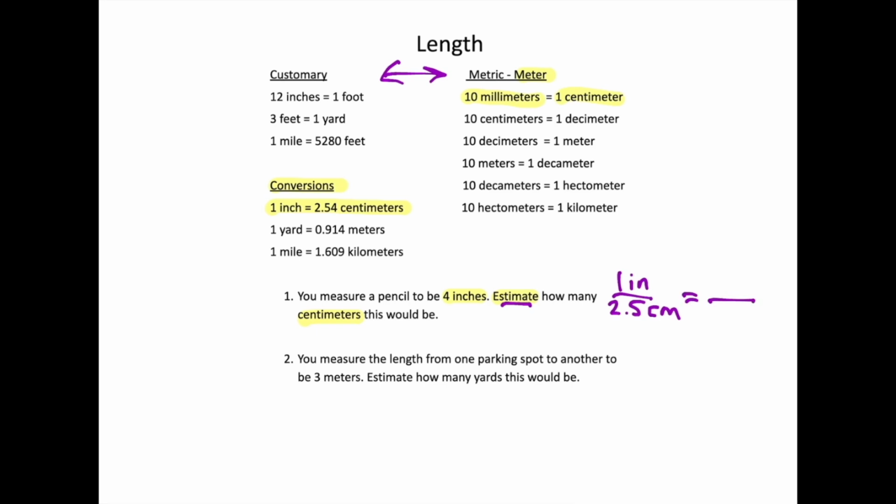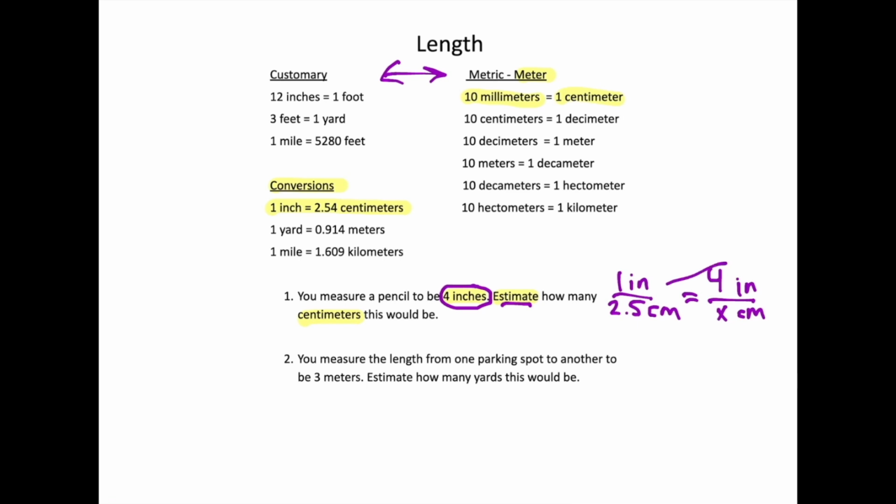Now we have to set up the other side. Since inches is in the numerator on the left-hand side, it must be the numerator on the right-hand side of my proportion. Since centimeters is in the denominator on the left-hand side, it must be on the right-hand side as well. Now we can plug in what we know. We know 4 inches, and we're looking for how many centimeters that is.